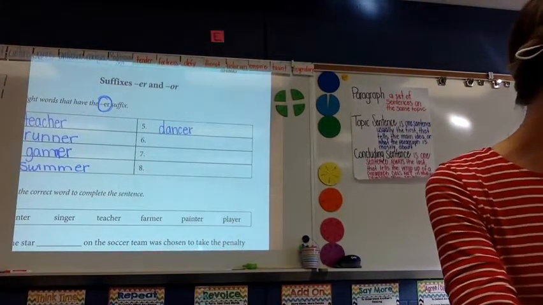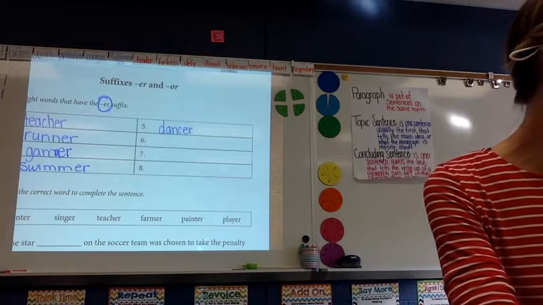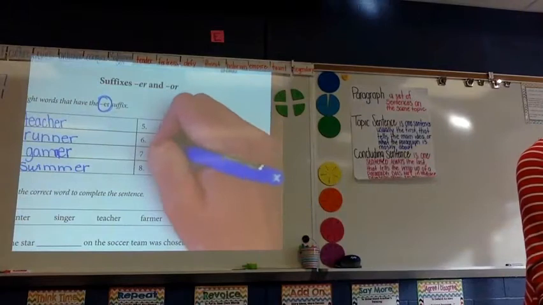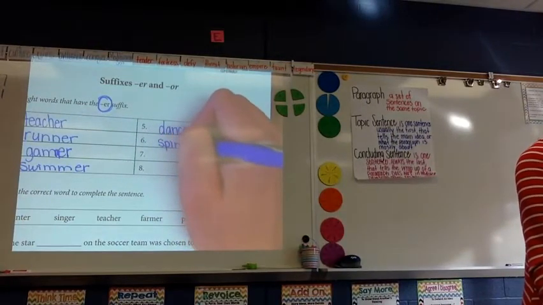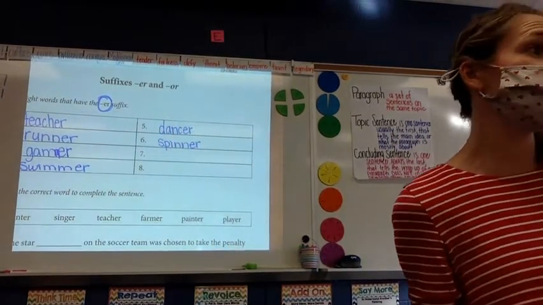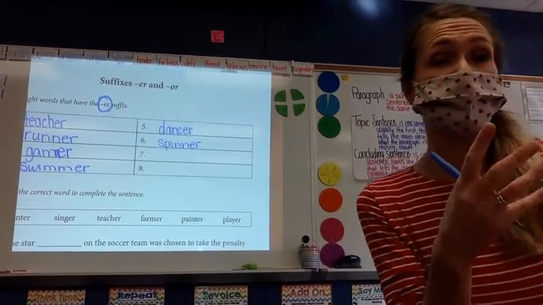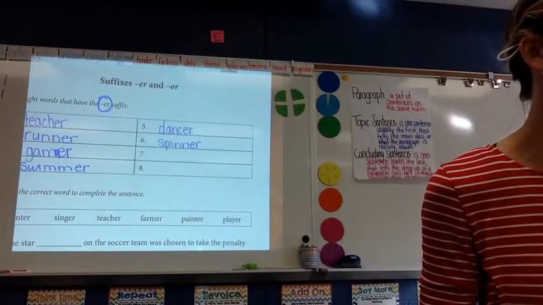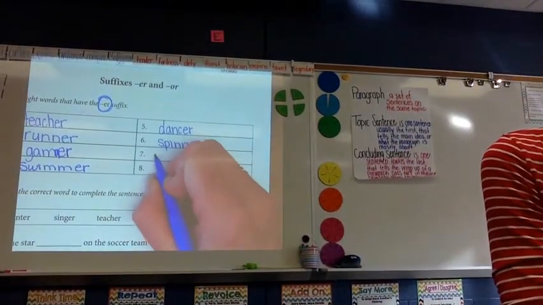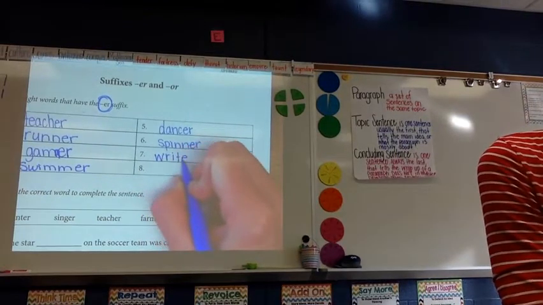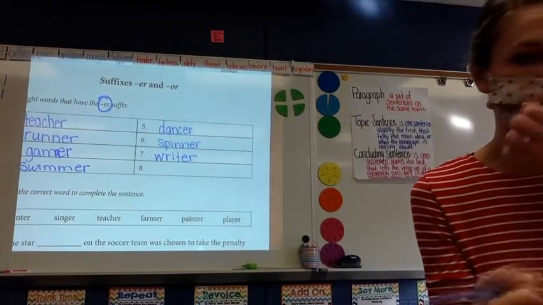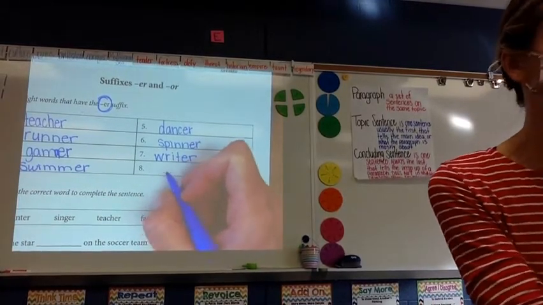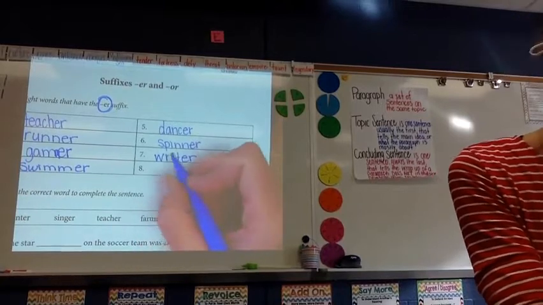Chloe. Spinner. A spinner. What's a spinner do? Spin. Now we want a spinner. Must be a person who spins. I don't know. We're not thinking like a spinner as in like a fidget thingy. It has to be a person who. Haley. I'm a writer. A writer. Very good. And Brock. Boxer. A boxer. If you can think of others after you finish filling out your 8, turn and tell your neighbor a few more that you can think of.